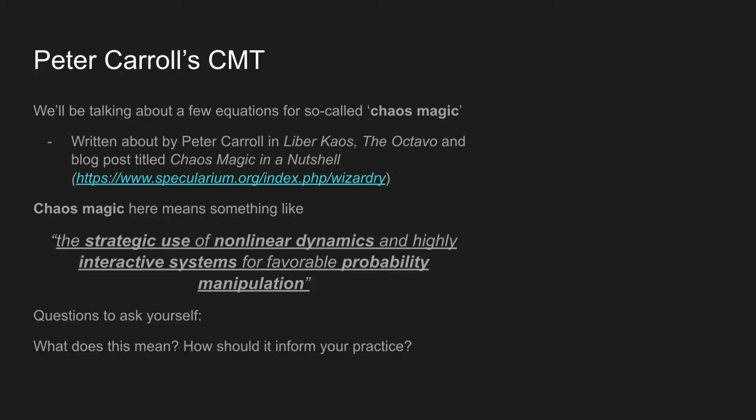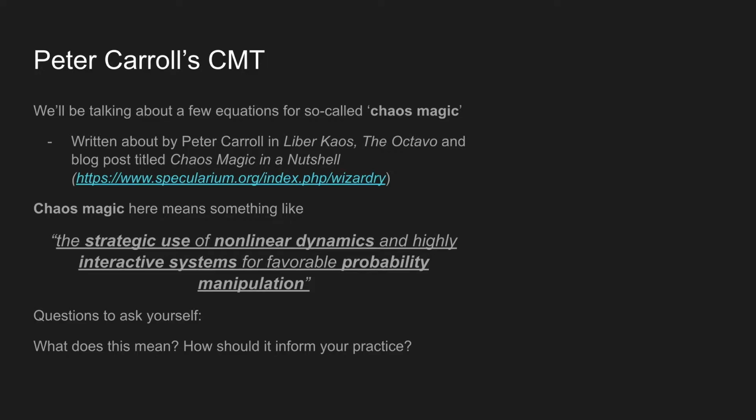It's about results. So Peter's written about this in books like Liber Chaos or the Octavo. The Octavo is probably the best thing. It's the most in-depth. Liber Chaos, I think, gives you a bit of a better introduction. And there's also a free blog post if you don't want to buy the books called Chaos Magic in a Nutshell. And the link is right here. I'll put it in the description as well.